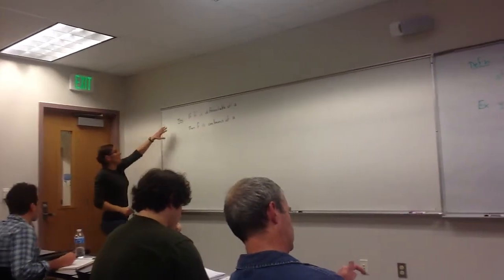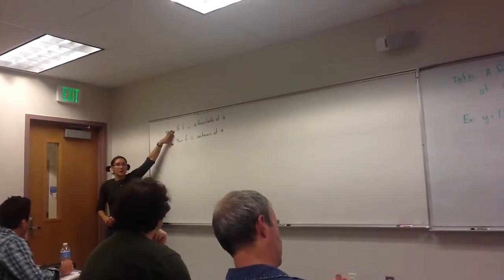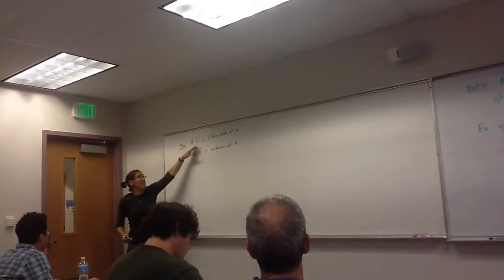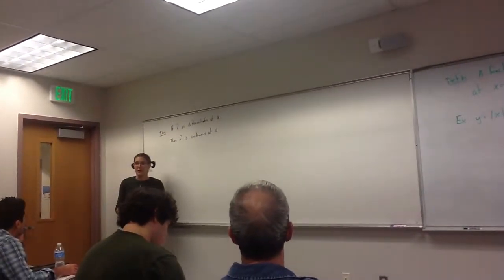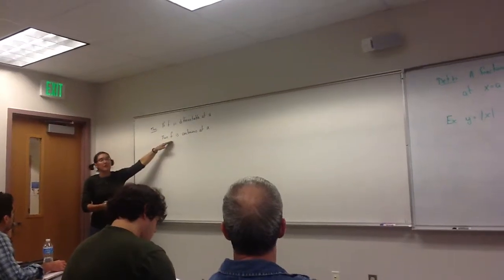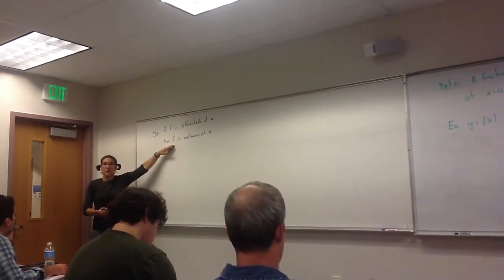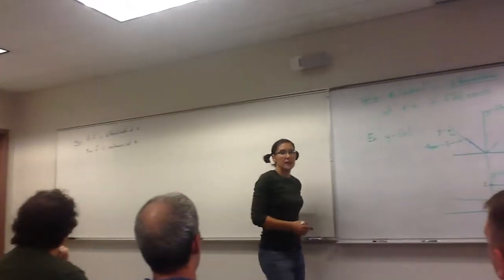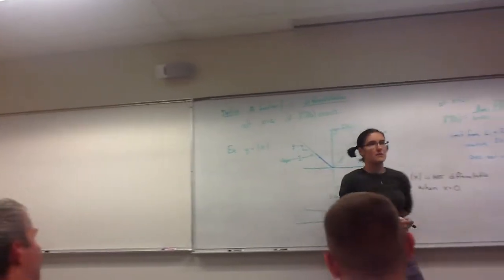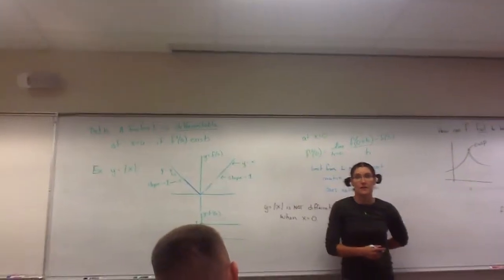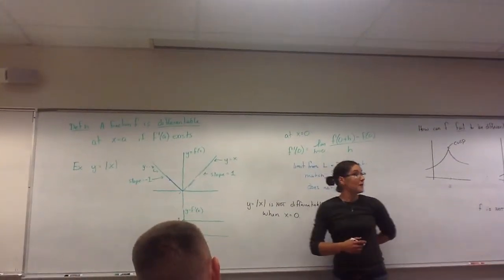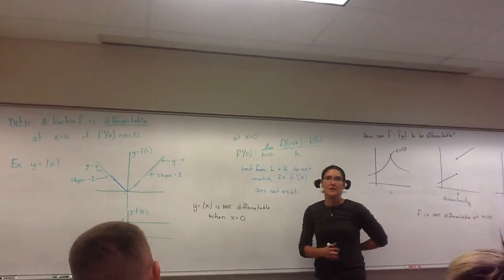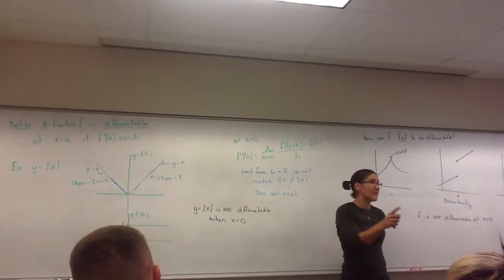Now, this theorem is an if-then statement. It's a conditional statement. We have our if portion, our antecedent, or our hypothesis: f is differentiable at a, and our conclusion is f is continuous at a. So if I hold a function behind my back, and you can't see it, and I tell you the function I'm holding behind my back is differentiable, then you can immediately say, ha! I know that that function is continuous.